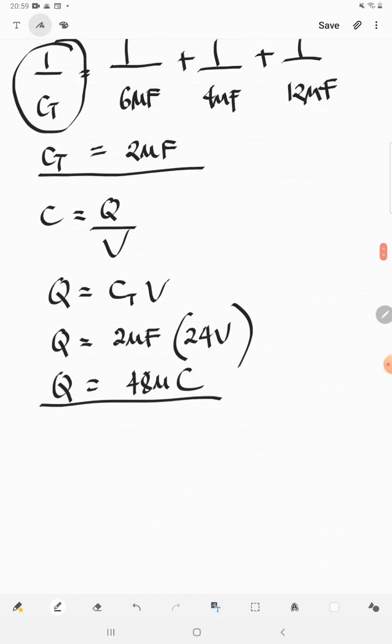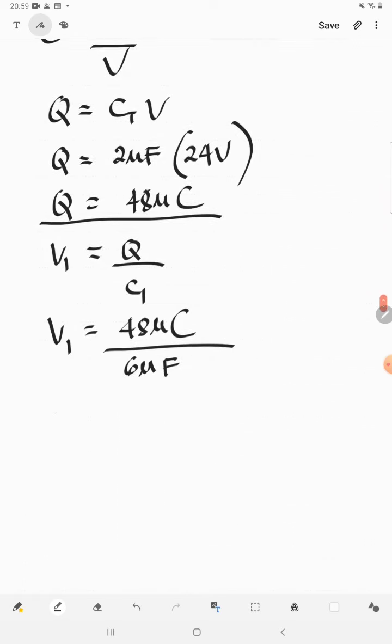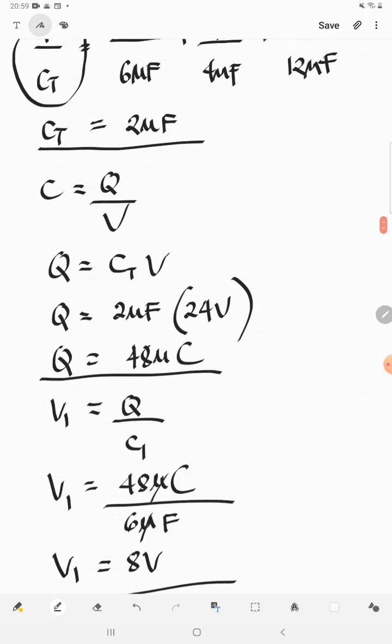In order to find V sub 1, we said that V sub 1 is equal to Q divided by C1. Therefore V1 is equal to 48 microcoulomb divided by C1, which is 6 microfarad. Therefore V1 is equal to 8 volts. The micro will cancel, and you will see that V1 is equal to 8 volts.